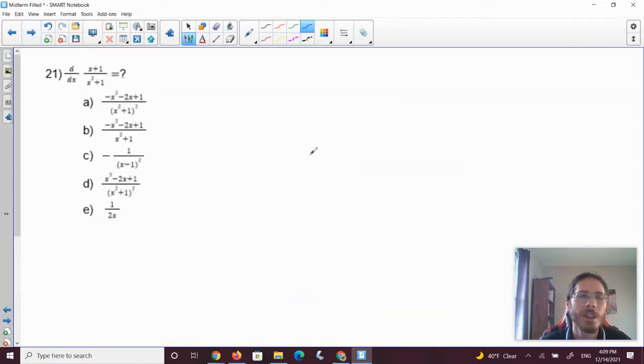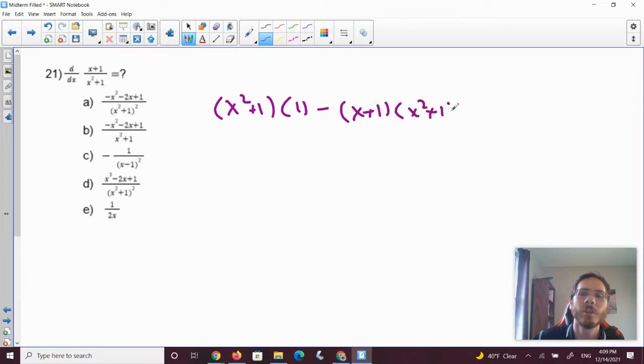For 21, this one I thought was pretty interesting because it looks like there might be some tricks to do here, but you really can't. You really just have to go all out with the quotient rule. So that's the plan, to use the quotient rule. To do the quotient rule, we're going to do low d high minus high, so x plus 1, d low, x squared plus 1, square the bottom.